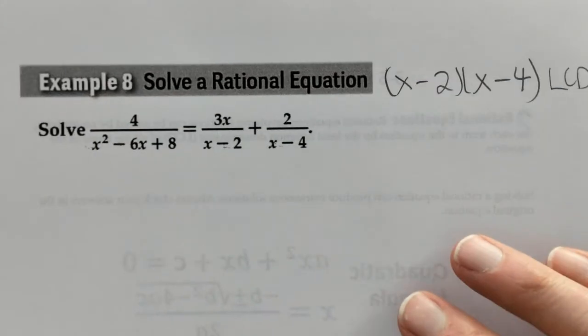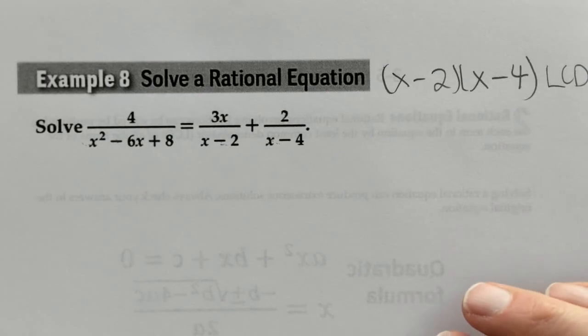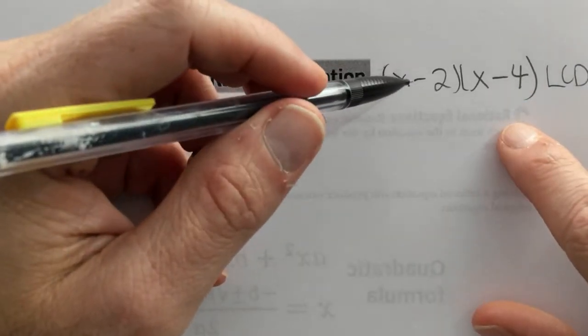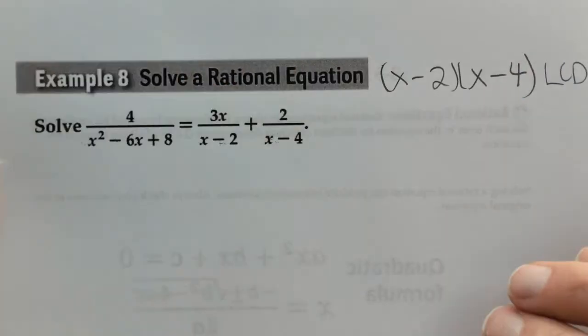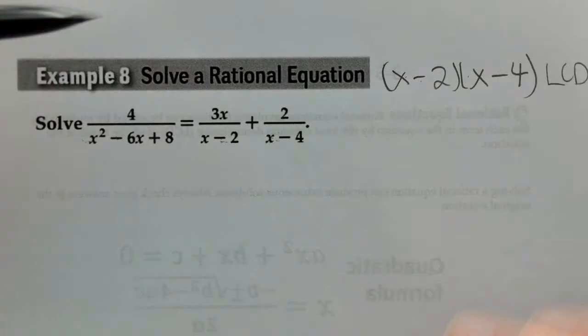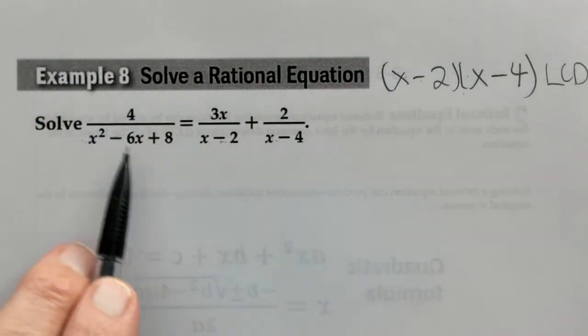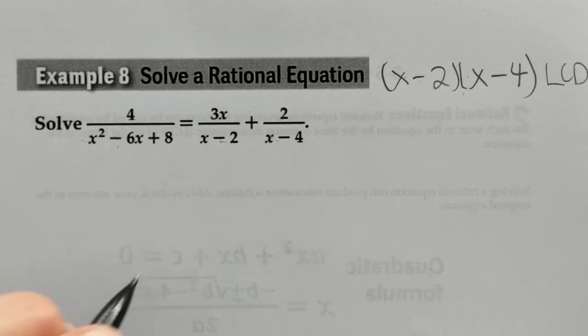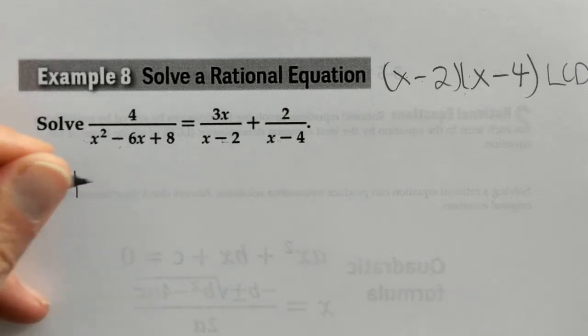That's what I could multiply the whole equation by and then make all the denominators cancel out. All right, so that's what I'll do. I'll multiply the entire equation by x minus 2 times x minus 4. Well, when I do that to this first one, remember, that's what this factors into. So that would essentially cancel and leave me with 4 equals.